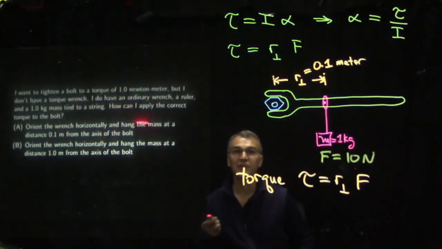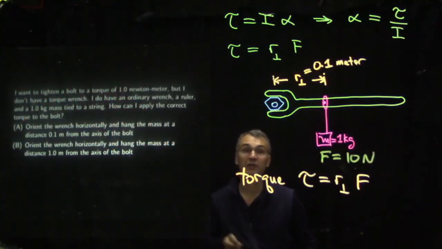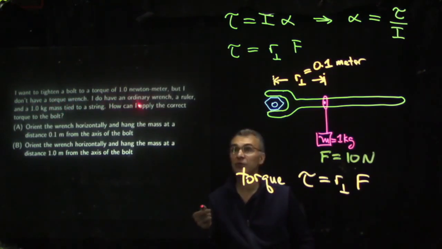Here's an example reading question I've used for a while. I want to tighten a bolt to a torque of 1 Newton meter, but I don't have a torque wrench. A torque wrench is a wrench which applies a known torque. I do have an ordinary wrench, a ruler, and a 1 kilogram mass tied to a string. How can I apply the correct torque to the bolt? Well, let's suppose I orient the wrench horizontally and I hang the mass at a distance of 0.1 meter from the axis of the bolt.